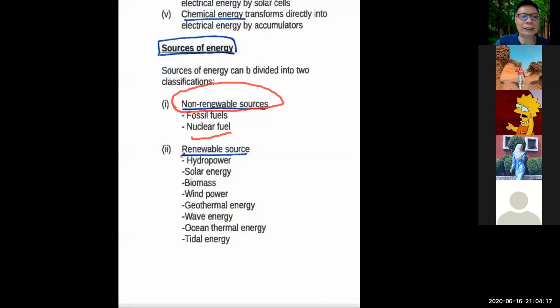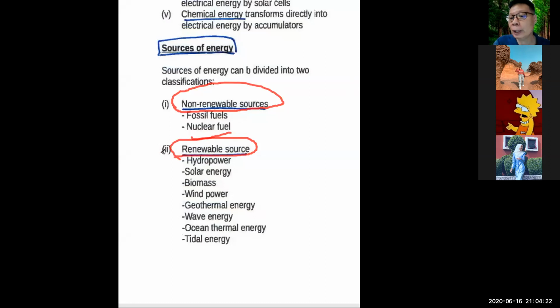All right, the second one is renewable. This one cannot finish. Can be renewed means cannot finish. This one is good but very sad, no. This one are not being widely used. We use the most non-renewable one, okay, especially fossil fuel. The renewable one cannot finish.